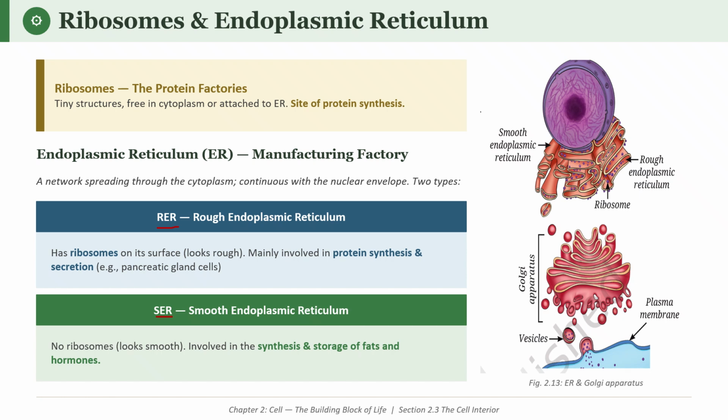And then the smooth endoplasmic reticulum. No ribosomes are present in the smooth endoplasmic reticulum. What is its function? Fat synthesis, lipids we can say, hormone synthesis and also detoxification. For example, liver cells contain the smooth endoplasmic reticulum for detoxifying harmful substances.